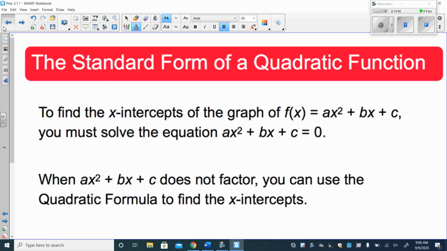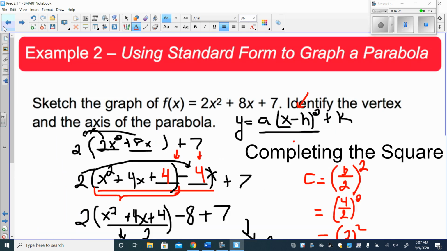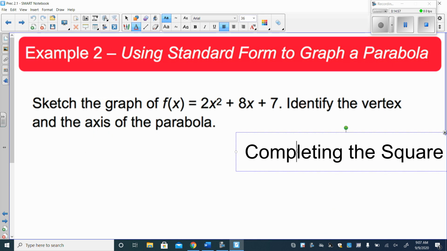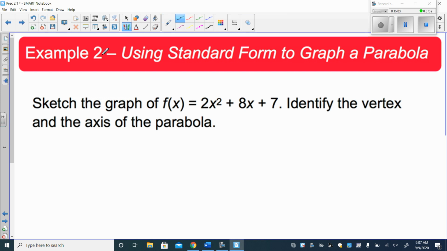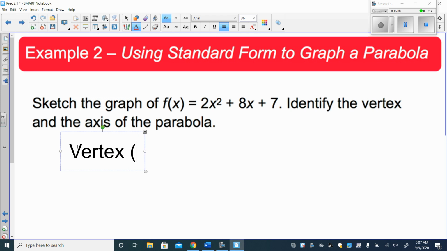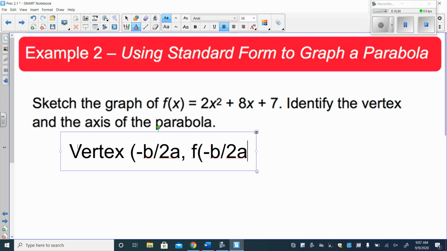So let's go back all the way to this here. And I'm going to erase all of this here, and this here. Erase all that. So what they just said is the vertex for a non-standard function is negative b over 2a, comma, f of negative b over 2a. And it doesn't do fractions well, so I'm just writing it like this here.